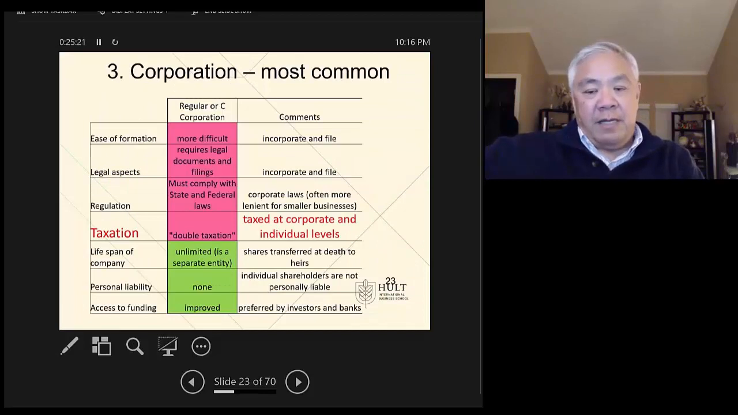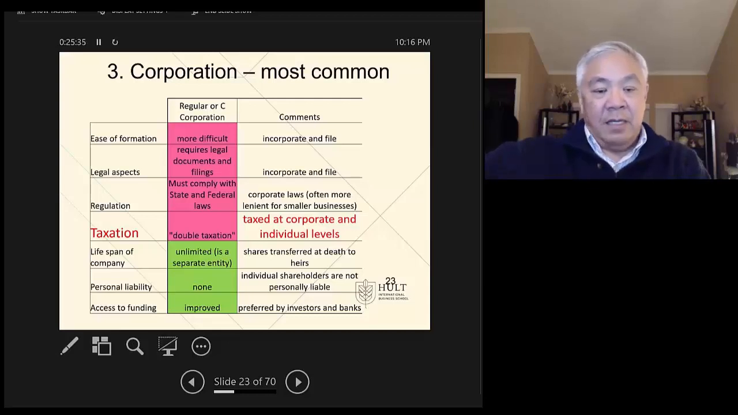Third is corporation. This by far is the most common in the US, and it's because the commercial side of the business is geared around a corporate entity being the business itself. So again, using the same attributes, ease of formation, a little more work to incorporate. You have to do filings, you have to adhere to corporate law, state law. Legal aspects, there are more documents to file, same as the ease of formation attribute. And in regulation, there's more law, again, state and local and federal for corporations.